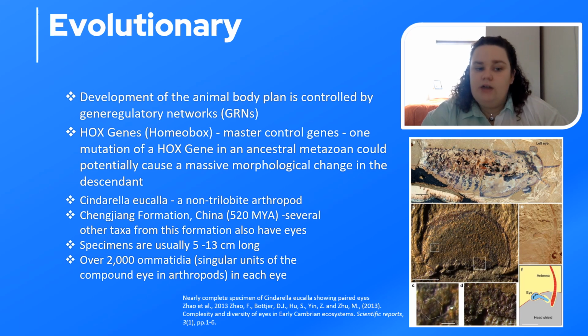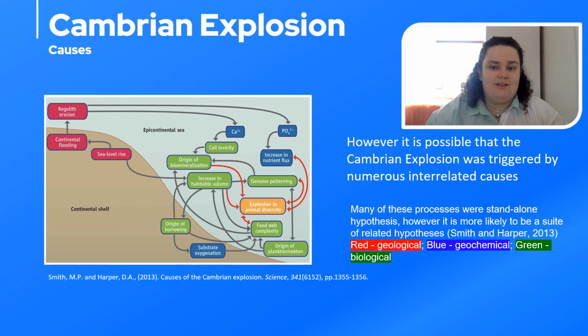So the occurrence of eyes shows that there are lots of different visual systems, and it's the earliest record of eyes in the metazoan fossil record. And Cindarella was the oldest organism to have highly developed vision from the early Cambrian. It's more likely that the Cambrian explosion was triggered by numerous interrelated causes of evolutionary, ecological, and environmental factors.